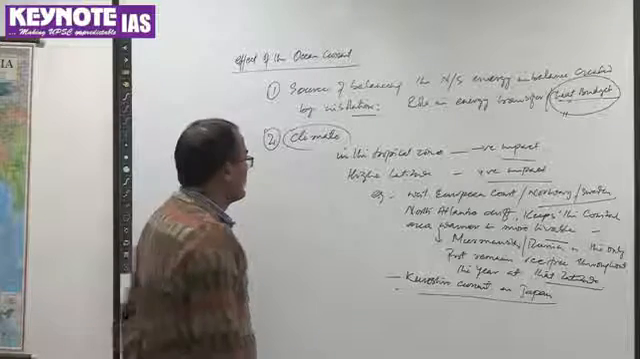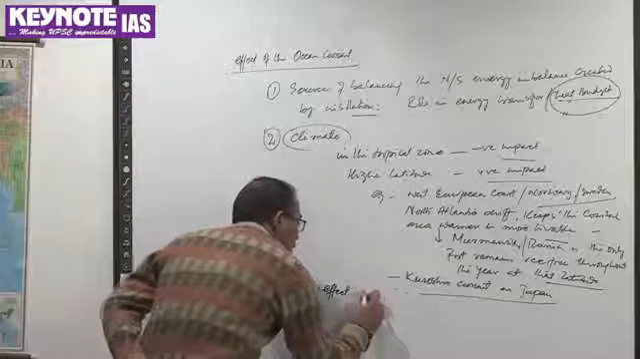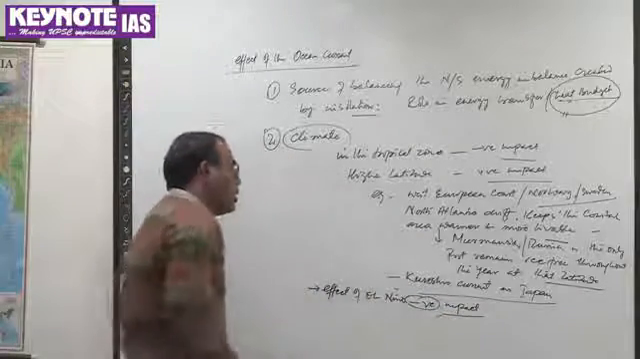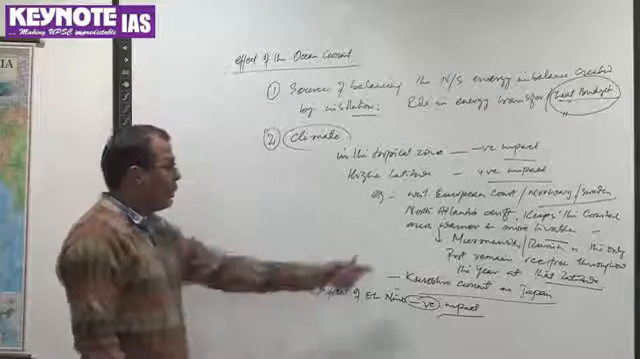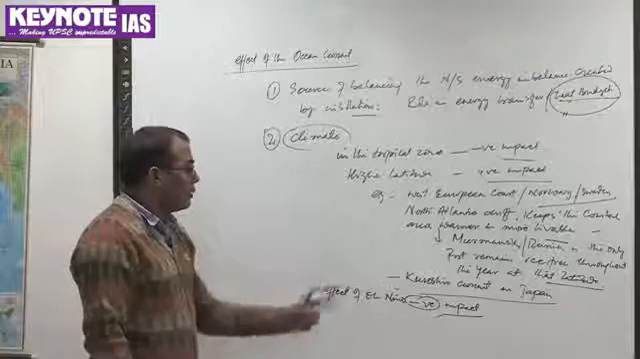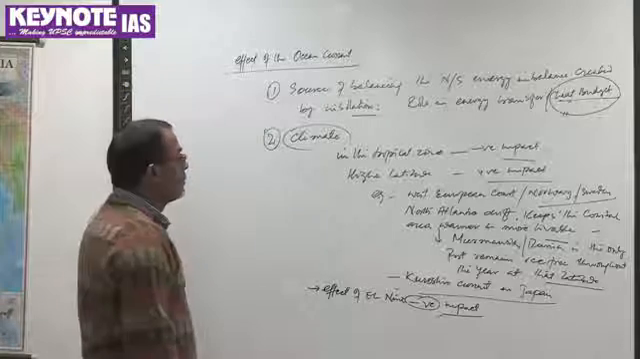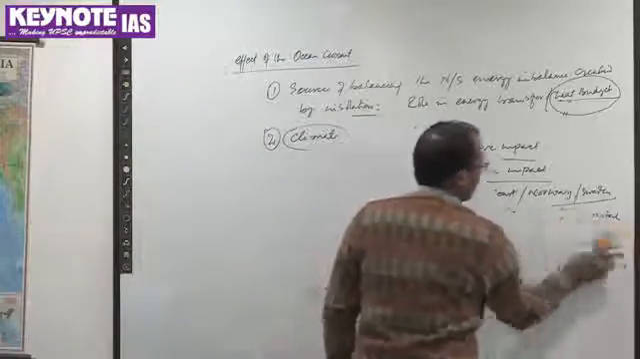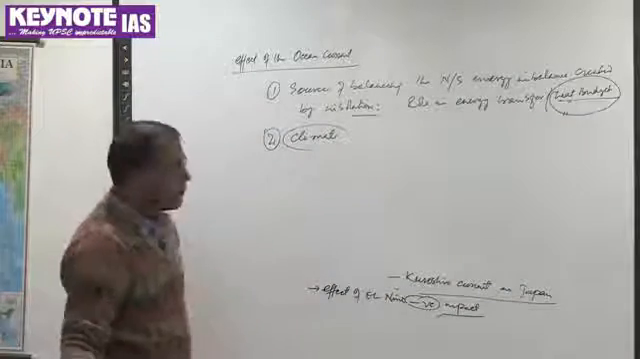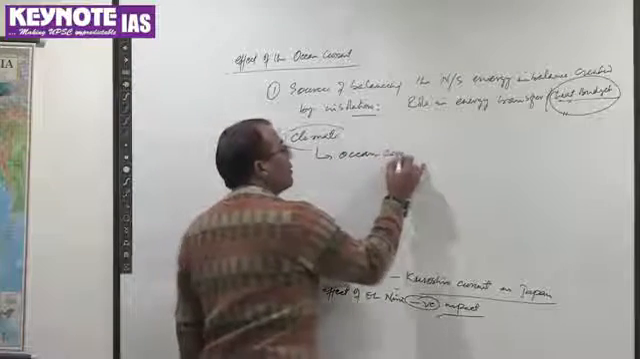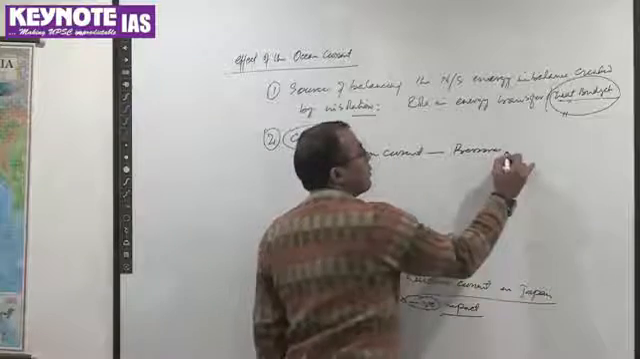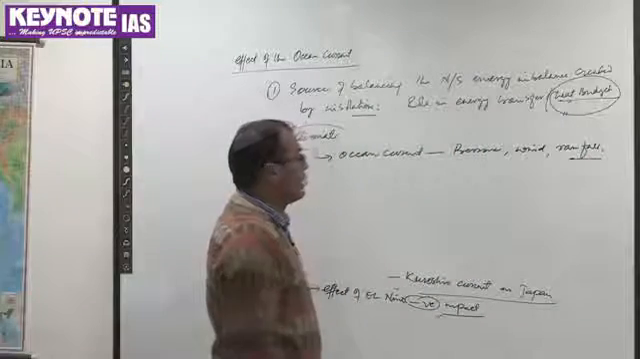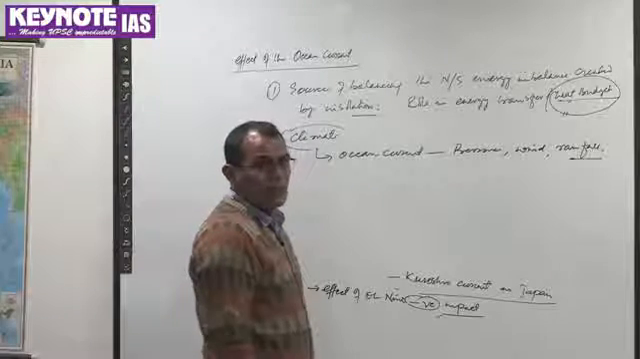Then we have the effect of El Nino as a negative impact, because that warm ocean current is generated in the tropical region. So almost all the negative impact associated with high temperature is correlated with El Nino. The effects of ocean current over pressure, wind and rainfall can easily be explained and correlated. Warm ocean current, low pressure. Cold ocean current, high pressure.